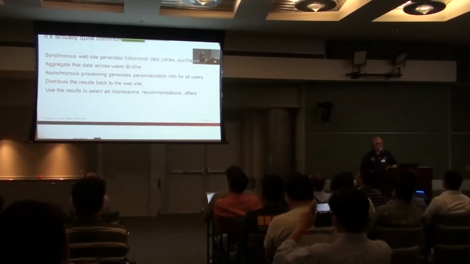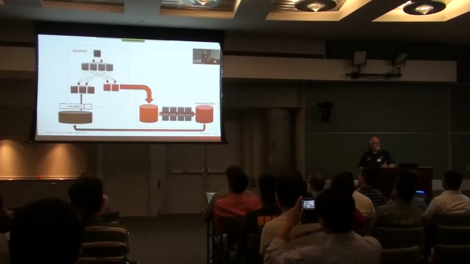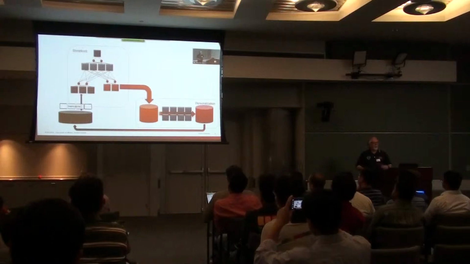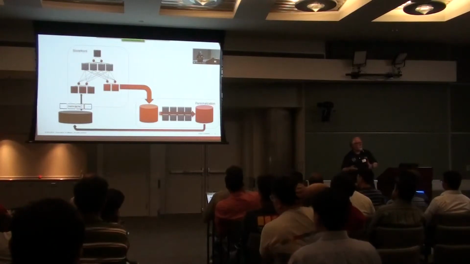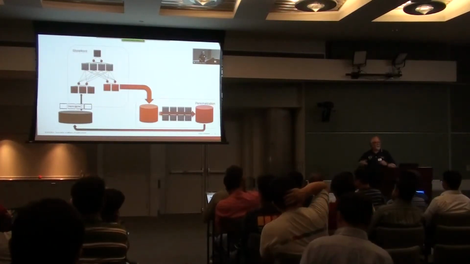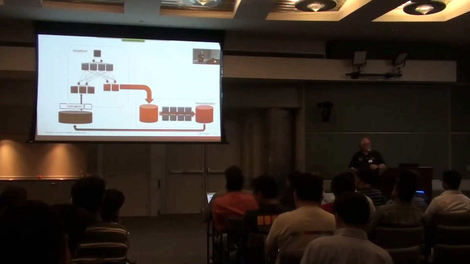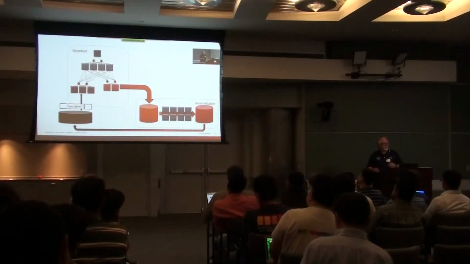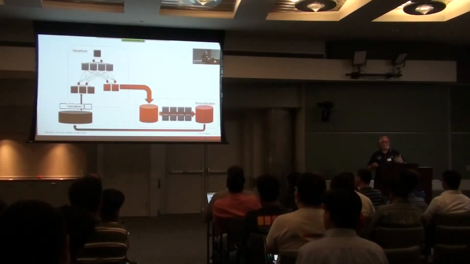So you've got this natural pipeline, right? With a synchronous website generating behavioral data, run it through a MapReduce phase or some other kind of batch analytics every few minutes, and pump those results back to a store of behavioral recommendation data which you can then consume in the website.